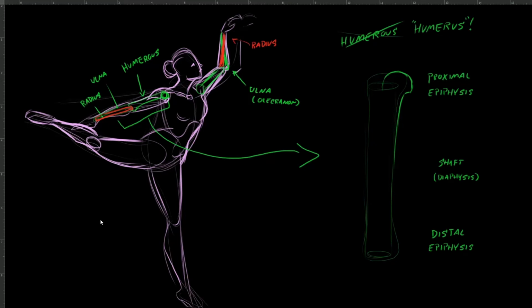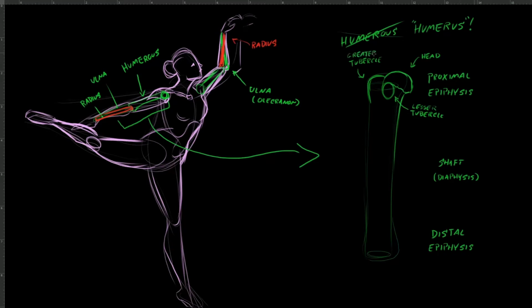Laterally, we have the greater tubercle, which serves as a muscle attachment site for some of the rotator cuff muscles, supraspinatus and infraspinatus. The lesser tubercle is smaller and it is located medial and anterior to the greater tubercle, and this serves as a muscle attachment site for the subscapularis rotator cuff muscle.